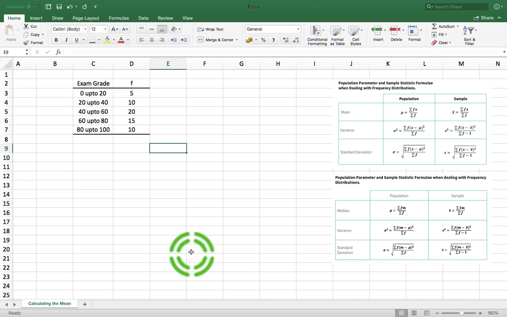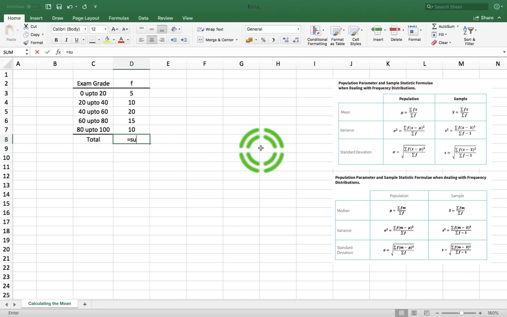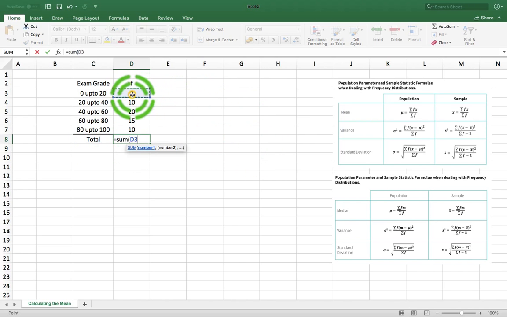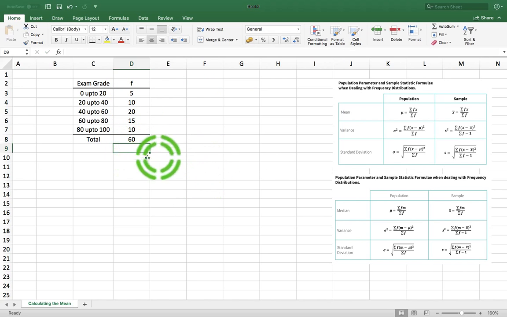To motivate these examples, I'm going to stick with this group frequency distribution that represents some fictitious exam grades, with frequencies 5, 10, 20, 15, 10. Actually, maybe I should say what the total is. The total is the sum of all of these frequencies. So we have 60 students who took a particular exam, and this is the distribution of grades.